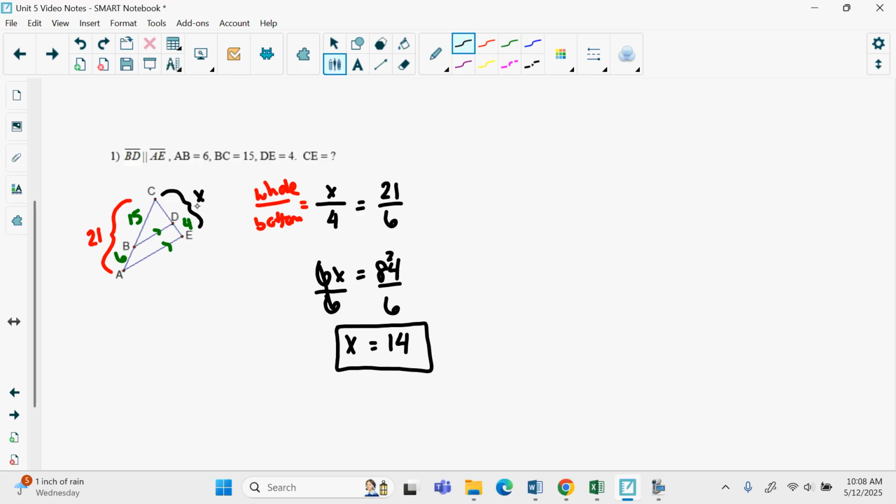Okay. Now keep in mind that is one correct way of getting to this answer. If you didn't like calling that the whole over the bottom, we could instead have, say, solved for CD, right? And done y over 4 equals 15 over 6. And then just added whatever I got for y to 4 at the end to figure out what CE is. That would be another correct way of doing this problem. So as long as you're getting 14 for CE, even if your work in between looks different, that's okay.